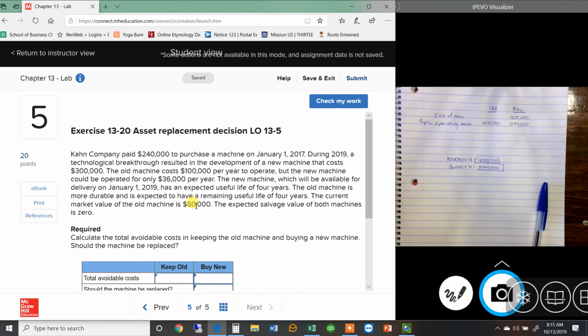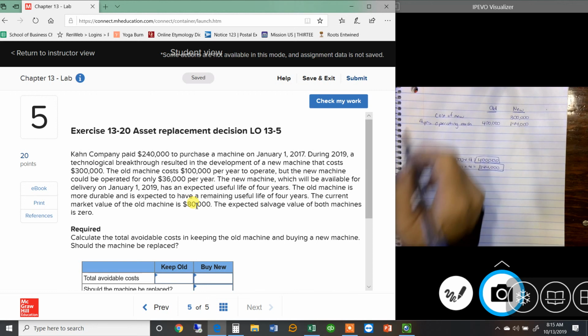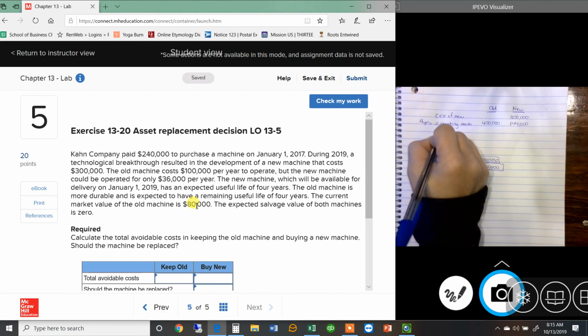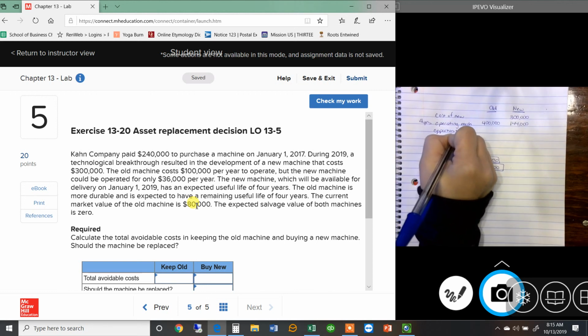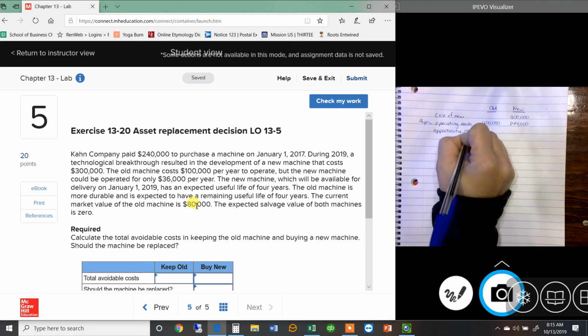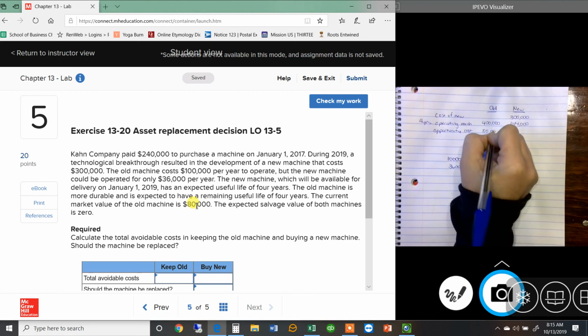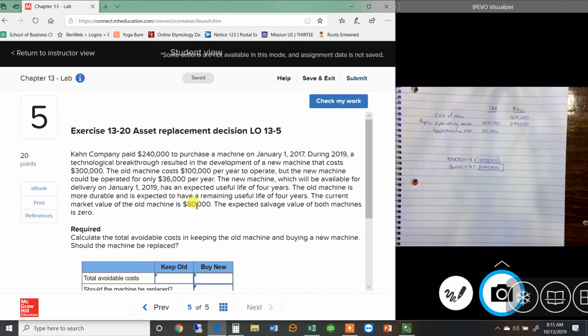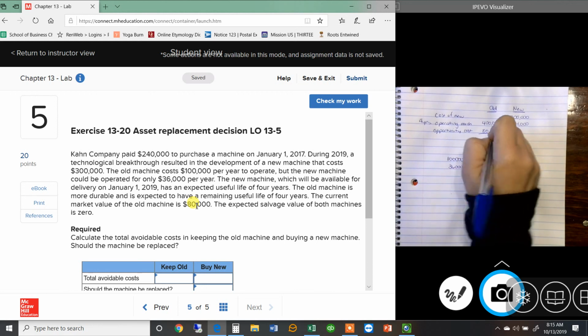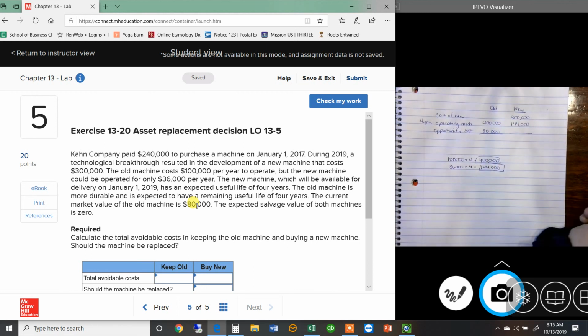Well, at this point, I can sell this old machine for $80,000. So by not selling it, that is an example of an opportunity cost. So I'm going to put that up here. If I don't sell this machine, I lose out on $80,000 by not selling it. So now I have all the information I need to be able to figure out how much this costs me.